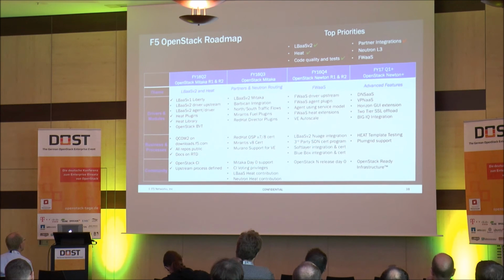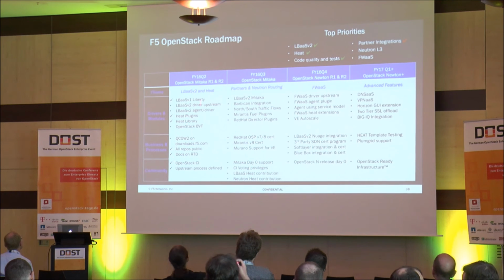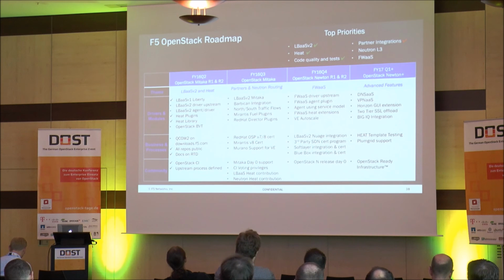Roadmap, so talking about what we are targeting in terms of features. We already have this. It was announced in Austin in April. We are actually in this phase where we look into LBaaS v2 Mitaka. I think we already announced something, I'm not 100% sure. North-South traffic flows, Mirantis Fuel plugin, Red Hat Director plugins. As I said, with Red Hat, we got a certification recently. I'm not sure it's publicly announced, but we have one. Mirantis version 8, I think we already have something published on the Mirantis website. Murano support for virtual edition.